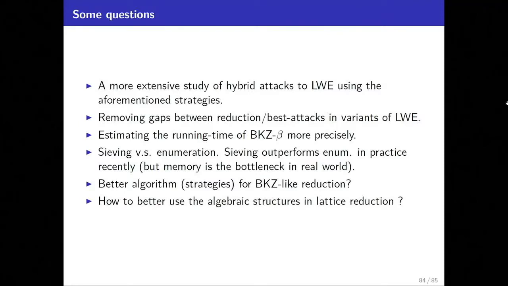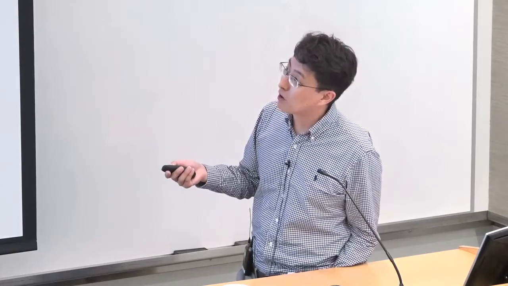I'm going to just have some questions. Some of these are from my previous slides. The first question, which I think is plausible, is a more extensive study of hybrid attacks on LWE using the aforementioned strategies. Because I don't think all the 4 or 5 strategies have been investigated together with these hybrid attacks. Some of these combinations could lead to a better attack.